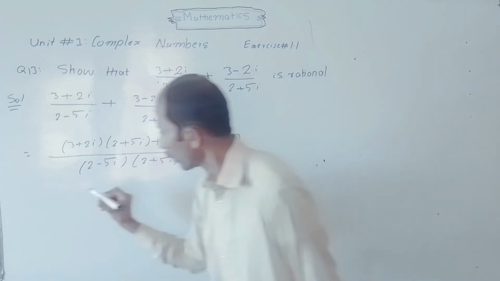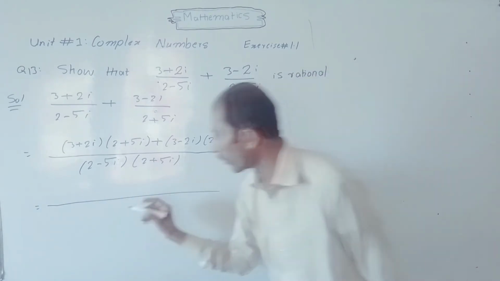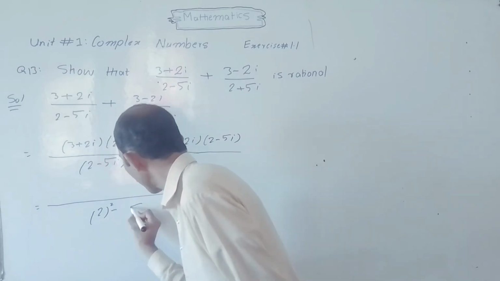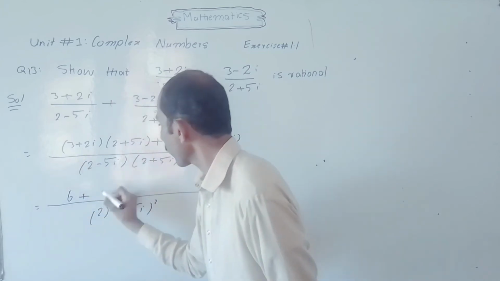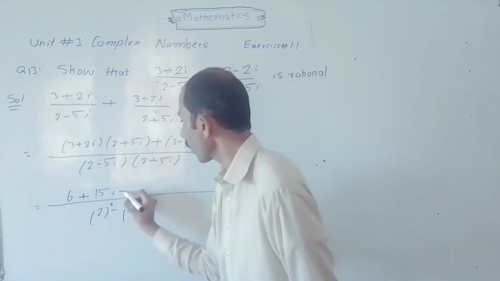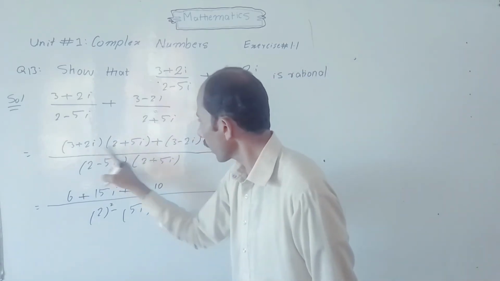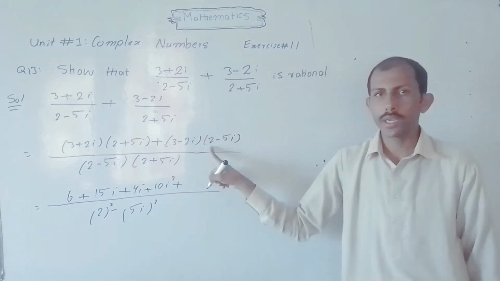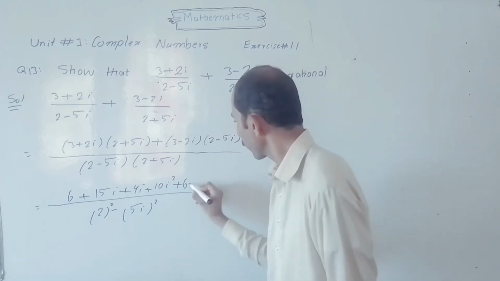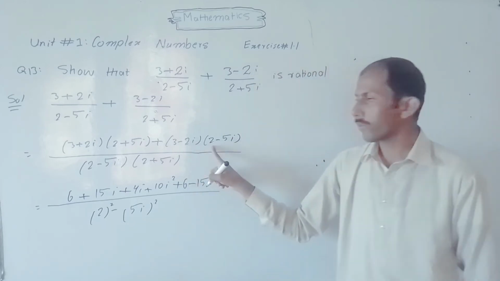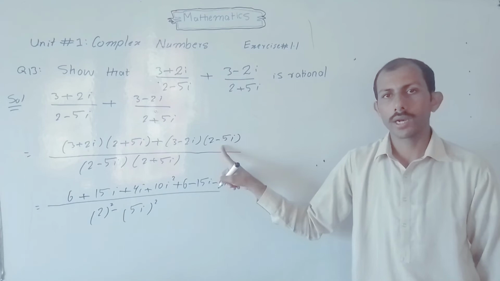So next, which is equal to (2 minus 5 iota) into (2 plus 5 iota), which can also be written in the form of 2 square minus (5 iota) whole square. So 3 2s are 6, plus 3 5s are 15 iota, plus 2 2s are 4 iota, plus 2 5s are 10 iota dot iota, iota square, plus 3 2s are 6, plus minus minus, 3 5s are 15 iota, minus 2 2s are 4, minus 4 iota, minus multiply minus plus, 2 5s are 10 iota dot iota, iota square.